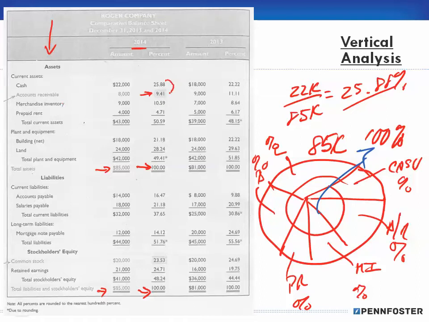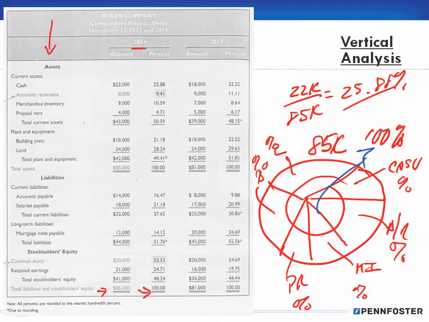And of course, these all add up to 50.59%. And I could double check that by taking the 43,000 and dividing it by the 85,000. Okay, and that gives me a double check. I should end up with 50.59%. Okay, so that's how the percentages are created.